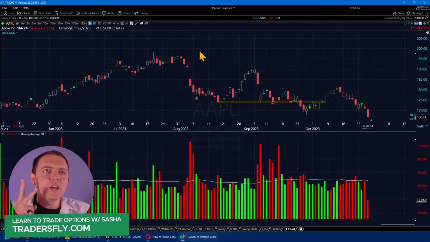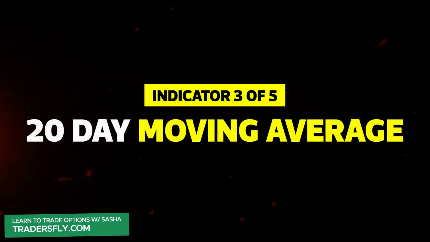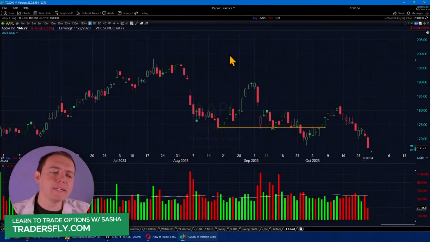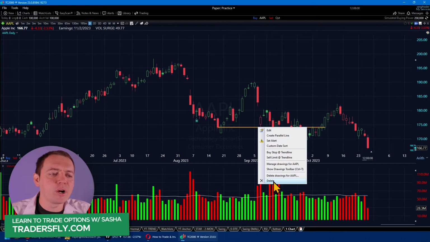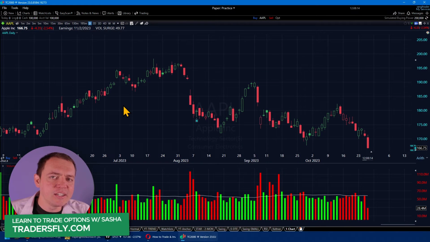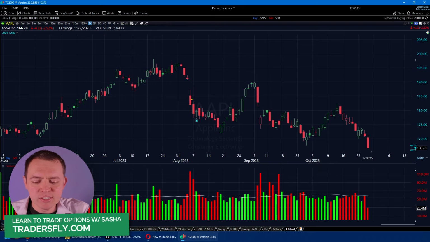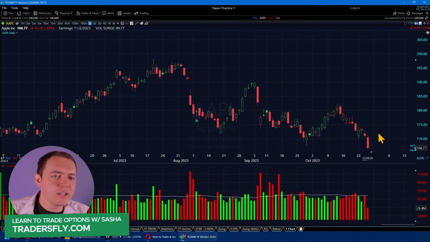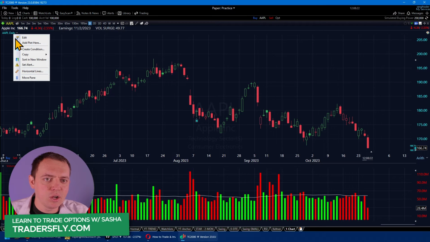Okay, the third indicator that I want to share with you is going to be the 20-day moving average. When we look at moving averages, what a moving average does is smooth out the price. So what you're going to get is general price movement, because here price is a little erratic. You can see it's going a little bit up, a little down, a little up, a little down. So you've got a lot of erratic movement. Price is all over the place.